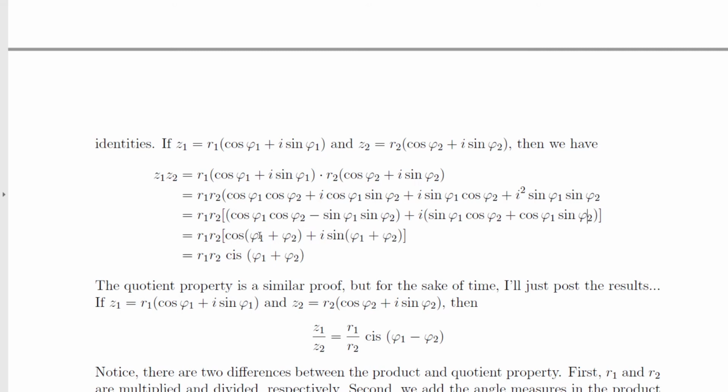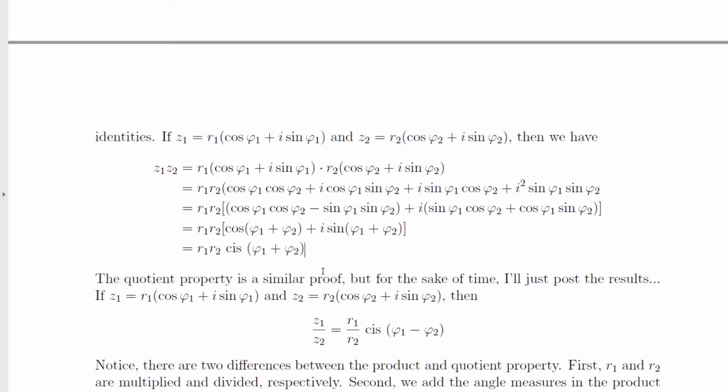These are actually just using some of the sum identities to get these pieces. So we have cosine phi1 plus phi2, i sine phi1 plus phi2, so that actually equals r1 r2 cis phi1 plus phi2. Okay? So it's a cool little proof in here just using some of the identities that we've worked on. That's kind of why I wanted to include it.